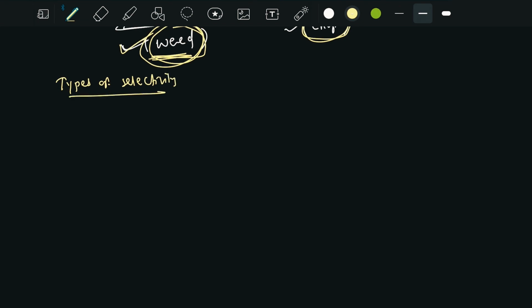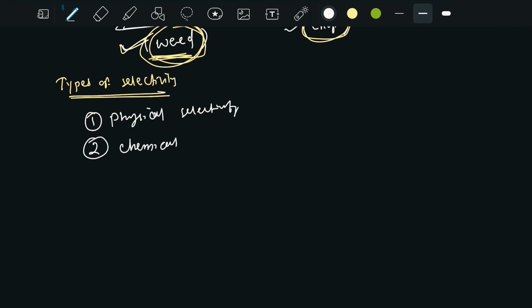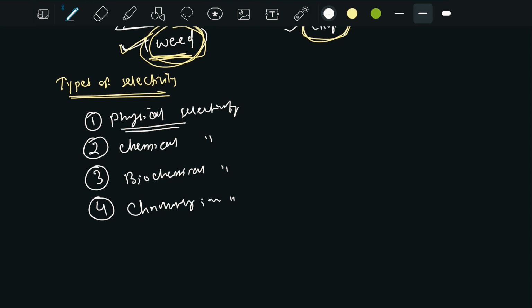So we have different types of selectivity, like physical selectivity, then we have chemical selectivity, we have biochemical selectivity, we have chronological selectivity. Okay, so physical selectivity means due to different physical mechanisms the selectivity exists, and selectively the herbicide is controlling the weed and it is escaping the crop plant.